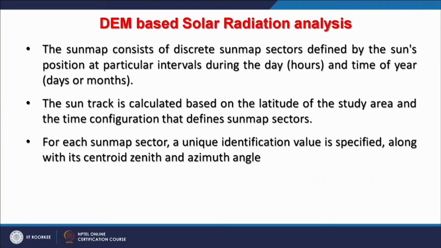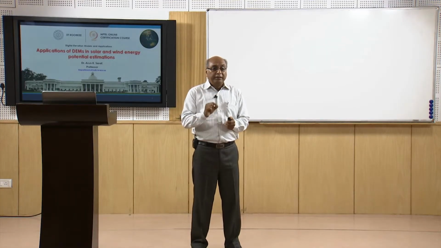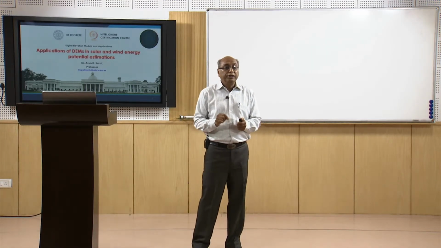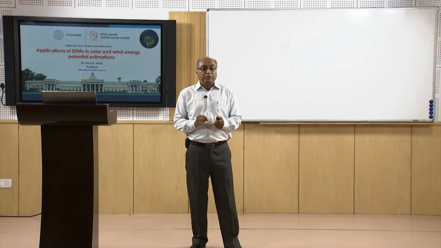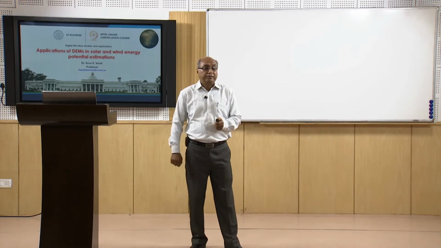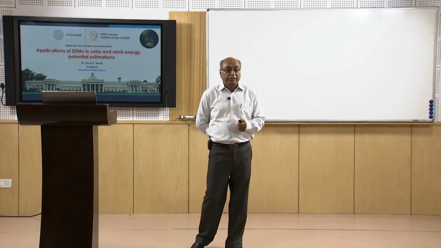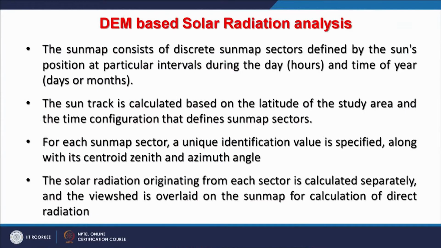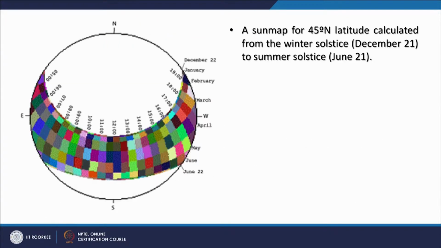And for each sun map sector, as we will see in a diagram, a unique identification value is specified along with its centroid, zenith and azimuth angle. The solar radiation originating from each sector is calculated separately, and then the next step is overlaying it over the viewshed, so that we know where it will reach and where it will not reach.